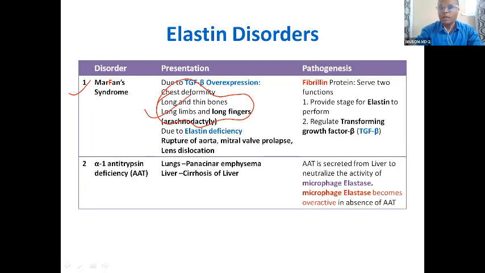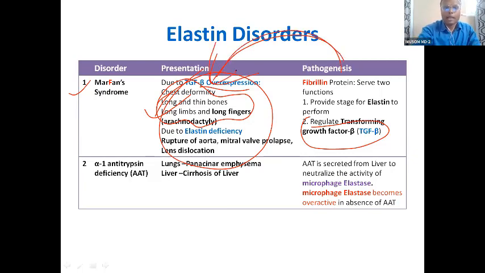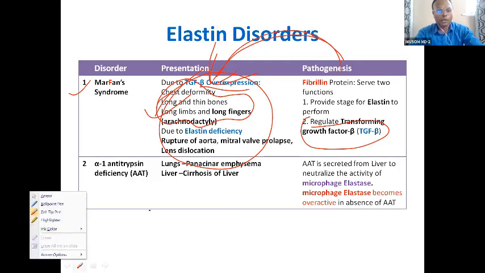I want to inform that 50% that in Marfan syndrome, this bony presentation, long bone, thin bone, is because of this TGF overexpression. If you remember these two things in pathogenesis, fibrillin controls TGF expression and it actually helps elastin to work, then you will understand all this presentation. My purpose is to make you understand how you connect presentation with your pathogenesis. This is a very important thing you need to know about Marfan syndrome.